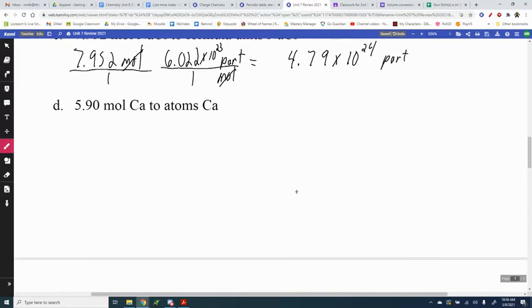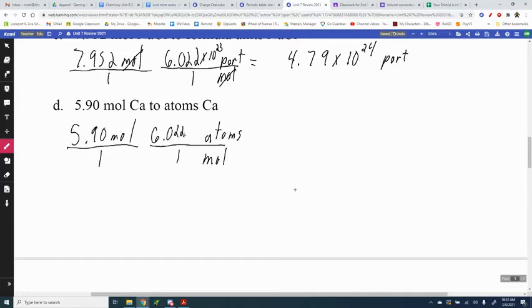All right, last one, 5.90 moles of calcium, converting to atoms. We put it over 1. We do our conversion factor. Moles on bottom, atoms on top, or particles. 1 goes next to moles. 6.022 goes next to atoms. Moles cancel out. We're left with atoms.